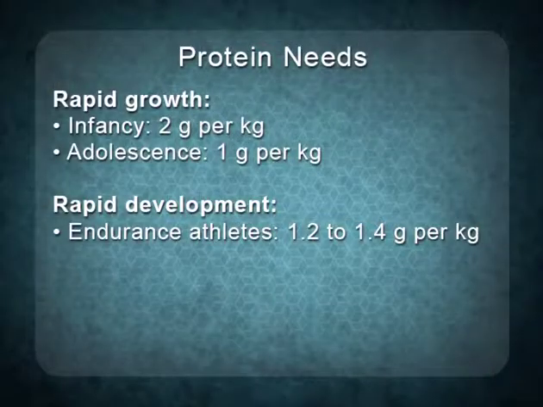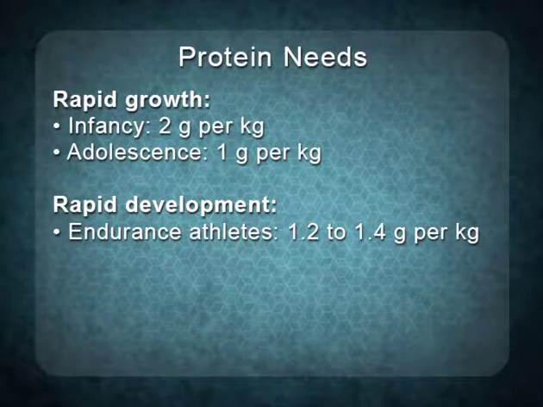Now, what happens if you're an athlete? You have rapid development, you're really trying to increase your muscular mass. And endurance athletes, and who are those? Those are individuals who run marathons or triathletes, or let's say you bike race. Those would be all examples of endurance athletes. They need anywhere between 1.2 and 1.4 grams of protein per kilo.